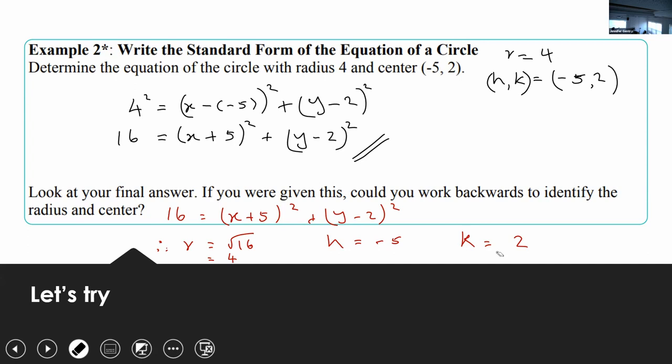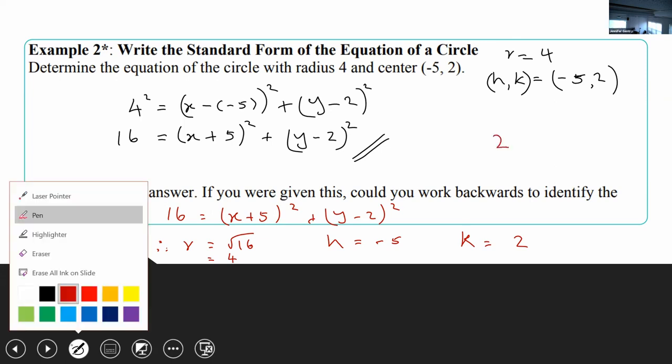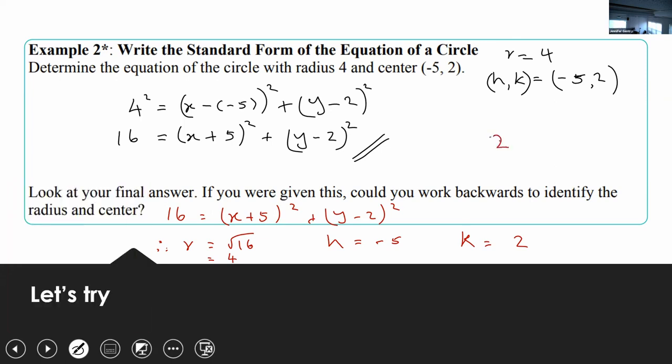Okay, let's do another example. Over here, can we put 25 equals parenthesis x plus 3 parenthesis squared plus parenthesis y minus 5 parenthesis squared. Okay? Here's my equation. What's my radius?